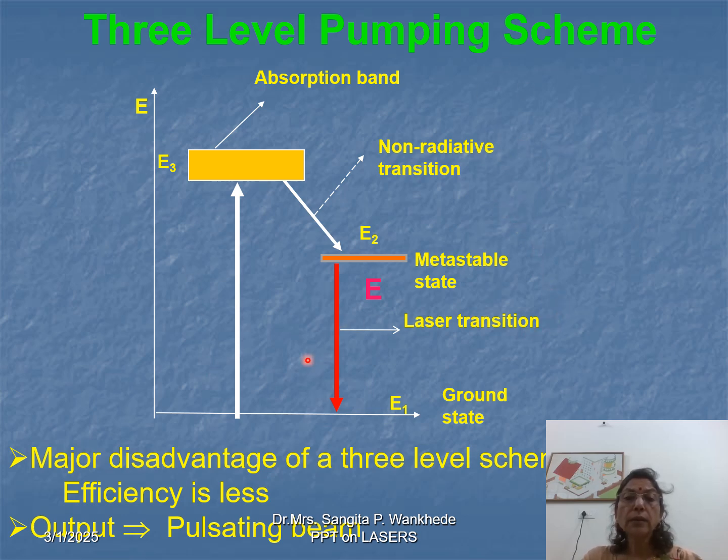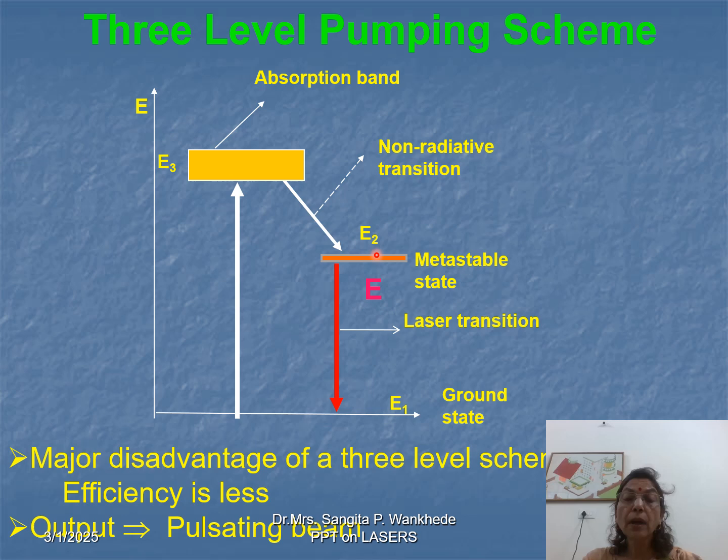In this case, three energy levels are there, that is E1, E2 and E3. E2 is the metastable state. Initially through pumping, ground state atoms are pumped to the E3 level. E3 is an excited state, it is unstable, so atoms will not stay there for a longer time. Through non-radiative transition, they will spontaneously come to the E2 level. The E2 level is the metastable state.